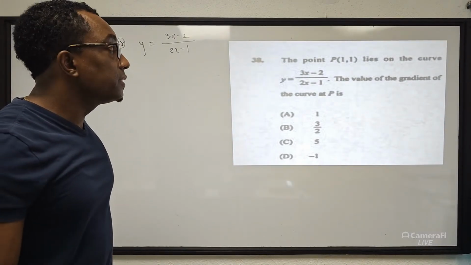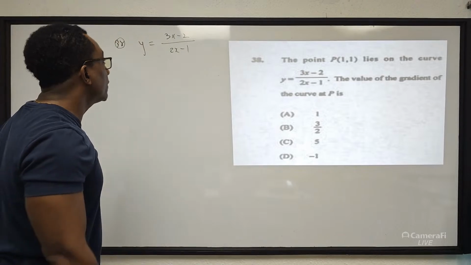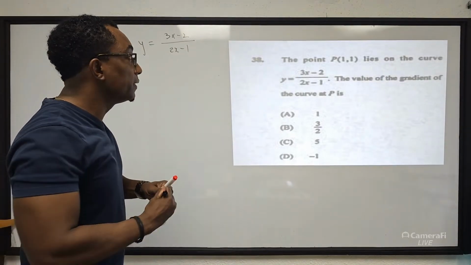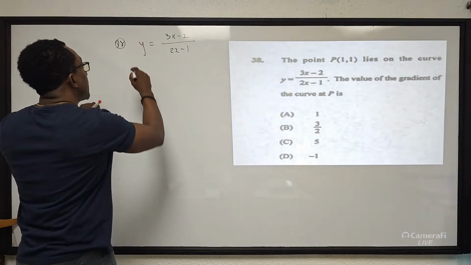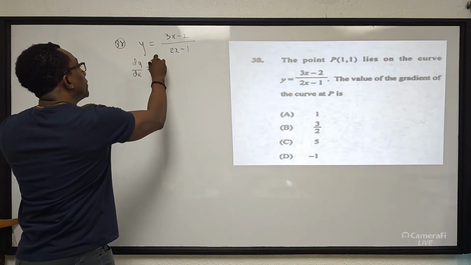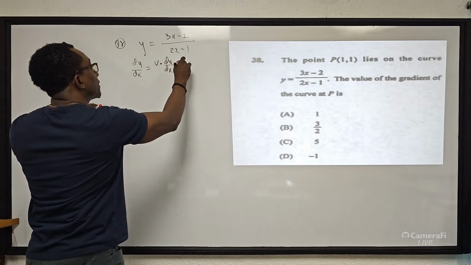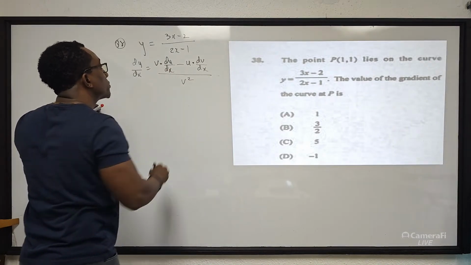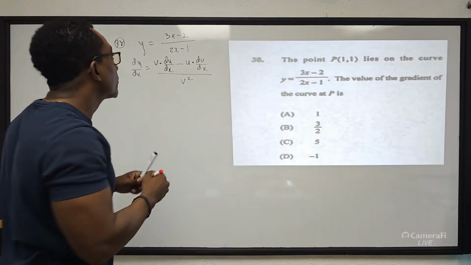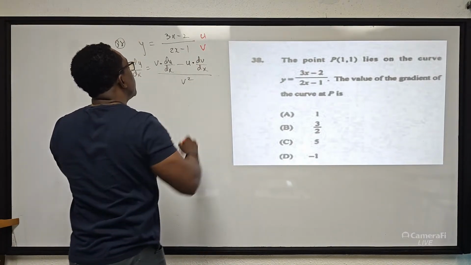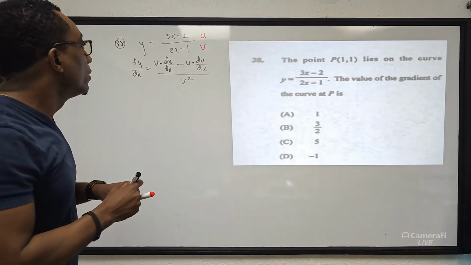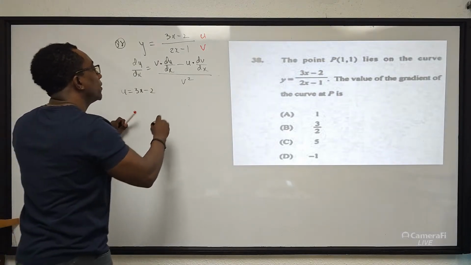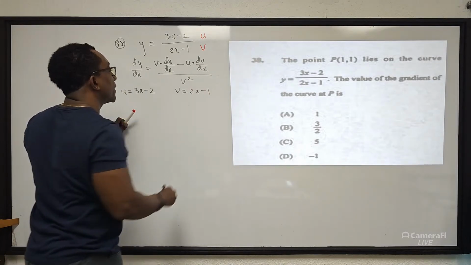So in order for us to get dy over dx, we have to differentiate that. We have the quotient, so we're going to use the quotient rule to differentiate it. So we're going to get dy over dx by using the quotient rule: v times du over dx minus u times dv over dx, all over v squared. So we have u and we have v. We know u is equal to 3x minus 2, and v is equal to 2x minus 1.